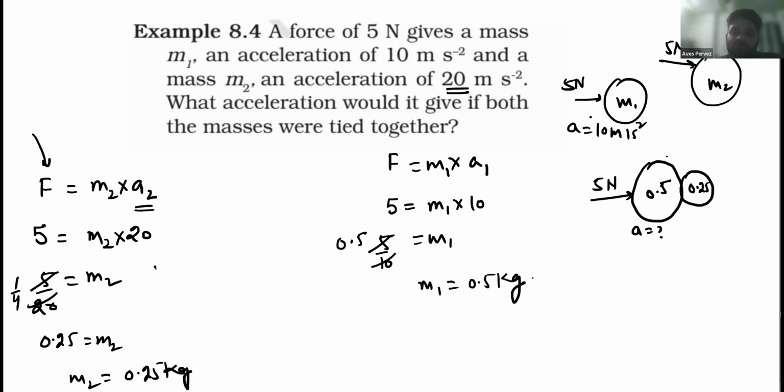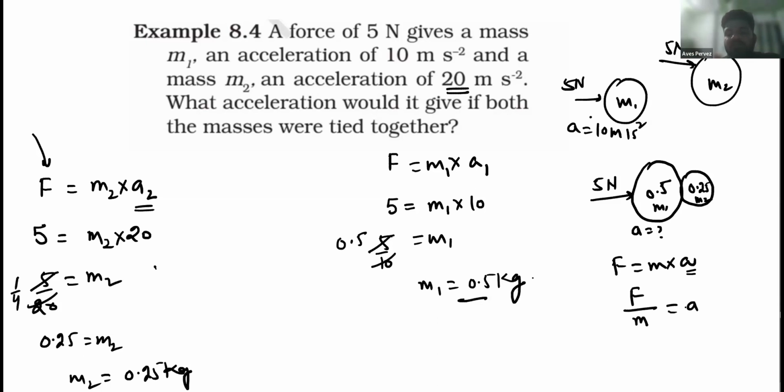Let me explain one more time: this is the 0.25 kg object and this is the 0.5 kg object. This is m1 that you have calculated, and this is m2 that you have calculated, and now these two are tied together, the 5 Newton force is applied, and we need to calculate the acceleration. Now F is equals to m into a, you know this very well. So a is equals to F by m.